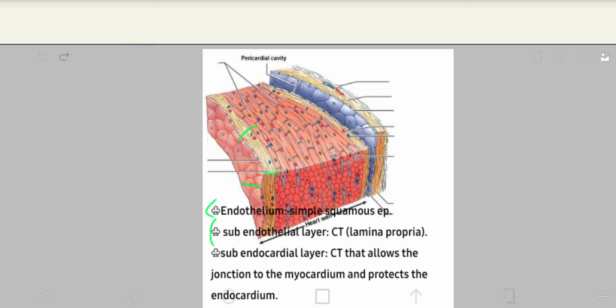This is kind of like the lamina propria of any epithelium out there. It's a connective tissue with some elastic fibers, etc. And then we have the subendocardial layer, which is a connective tissue that allows the junction with the myocardium. It also protects the endocardium, so that when the myocardium contracts, and the contractions of the myocardium are very strong, this will protect the endothelium from those contractions. So I think this is all.